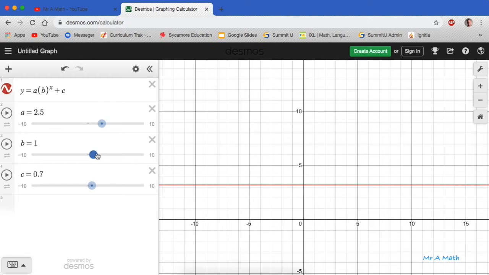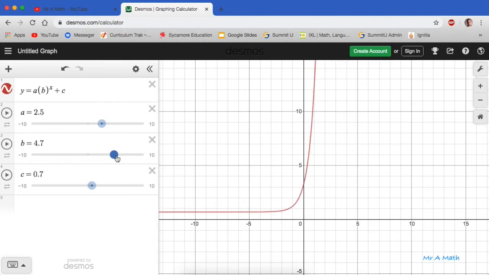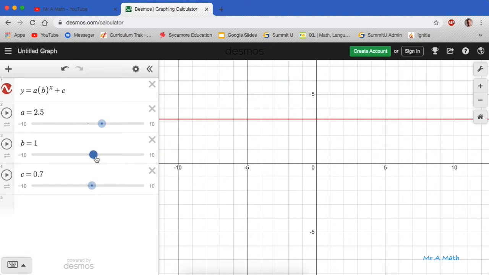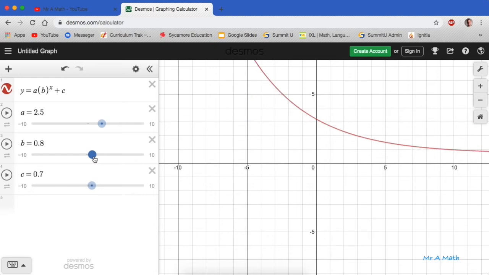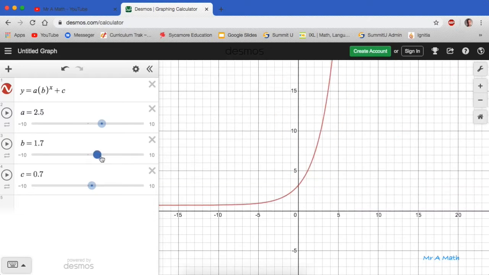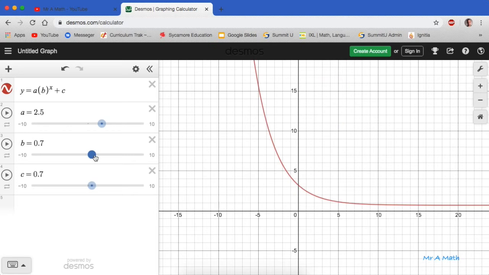And I notice if b is greater than 1, the exponential function is increasing as x goes on. And if b is less than 1, the exponential function is decreasing. But once I get to 0, notice I do not have a function in the negative values. So right away we see that b has to be greater than 0, and it cannot be exactly 1, otherwise it's no longer an exponential function. So between 0 and 1, this function is decreasing as I go on. But if it's greater than 1, our function is always increasing. So that's our first distinction. Let's leave this at 2.